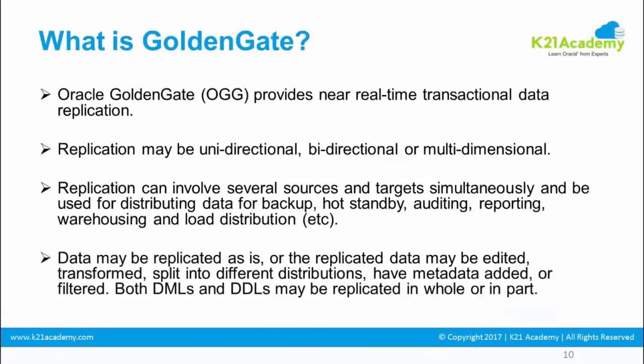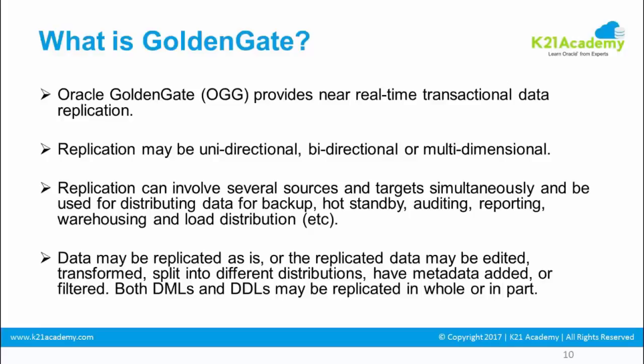Another advantage of using GoldenGate is that data can be replicated as it is, or the replicated data may be edited or transformed. GoldenGate has the capability of performing data filtration and transformation as per your requirement. Both DML and DDL may be replicated in whole or in part. One of the major advantages of GoldenGate is that you could have 100 tables on the source and replicate the data of only 10 tables. It is possible in GoldenGate. You could have 100 schemas on the source and want to replicate the data of only 10 schemas on the target.